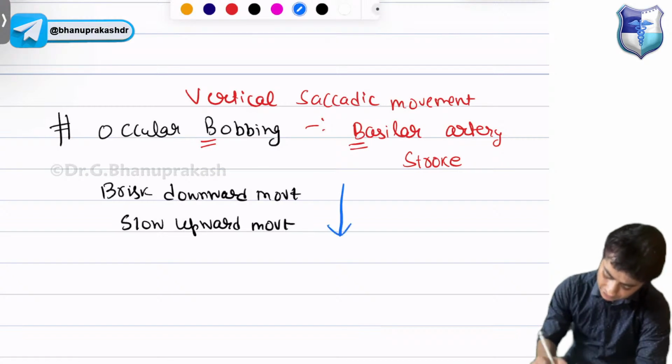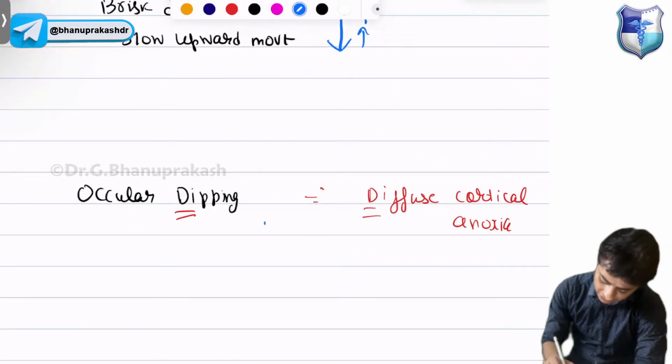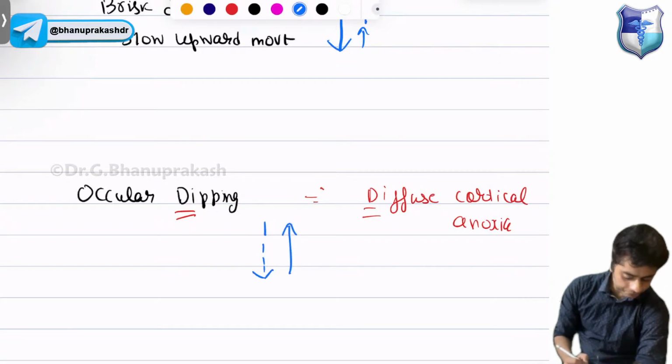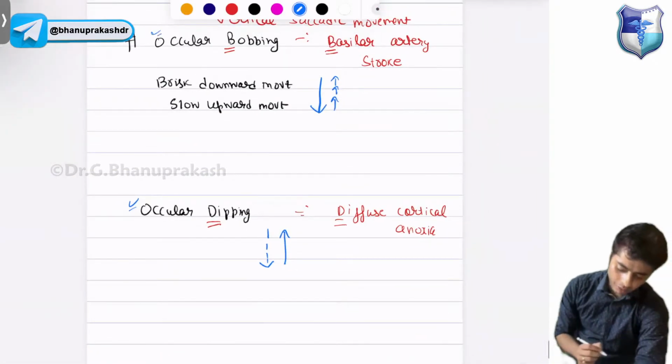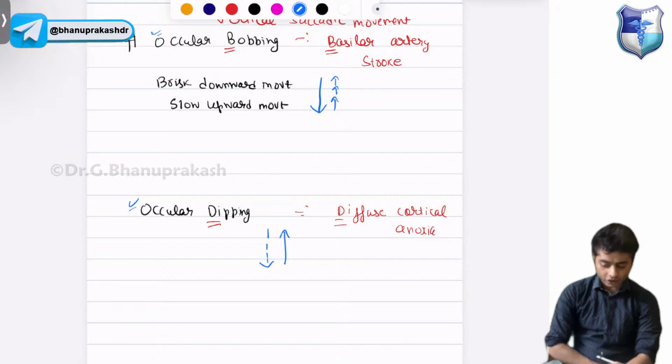This is your brisk downward movement, but slow upward movement. And ocular dipping is just opposite to this. In this, slow downward movement, but fast upward movement. Okay, got ocular dipping and ocular bobbing? B for bobbing, basilar artery stroke. D for dipping, diffuse cortical stroke.